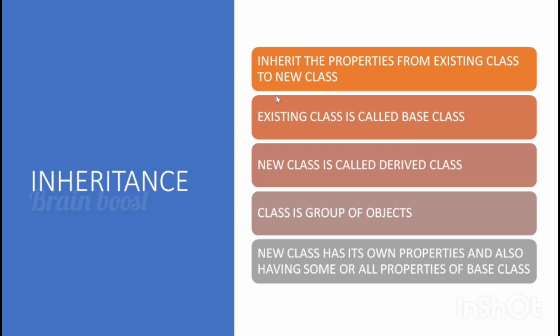That is called inheritance. So here the class is a group of objects. Parents, children, all of that is a class. So here the new class has its own properties and also has some or all properties of the base class. So the children have their own mannerisms and also have some or all mannerisms and behaviors from their parents. So this is called inheritance.